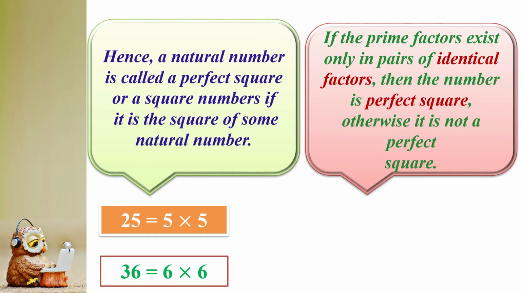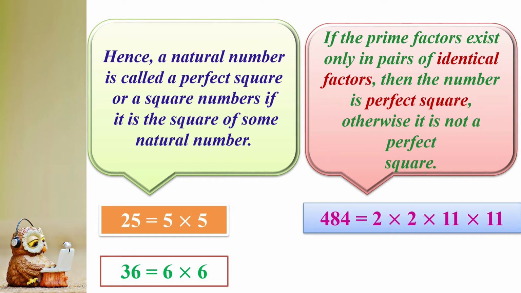Next, if the prime factors exist only in pairs of identical factors, then the number is a perfect square. Otherwise, it is not a perfect square. For example, 484. The prime factors are 2 into 2 into 11 into 11. Here, one pair of 2 and one pair of 11 exist and no other factor is left. So, 484 is a perfect square.